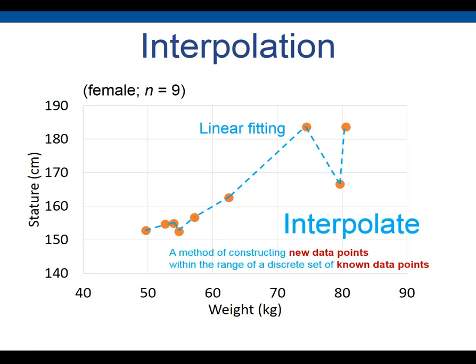So interpolation is a method of constructing new data points within the range of a discrete set of known data points. Sometimes we can use curve fitting. The previous one was a linear fitting. And we can also do some modeling using a curve. This is a cubic spline function to fit this 9-point set.